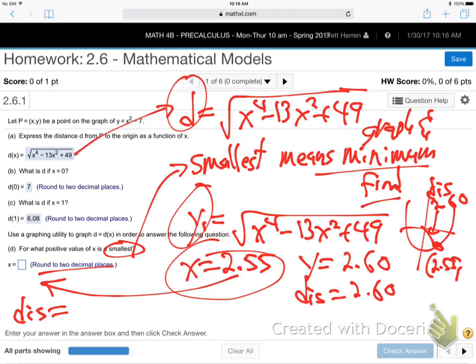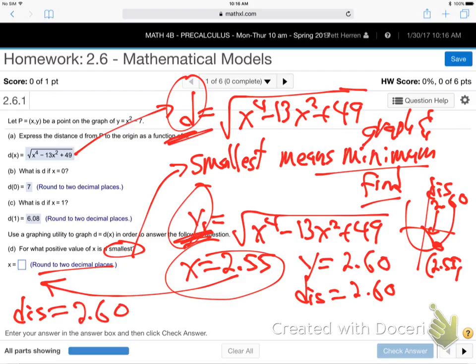That's how far that point is from the origin, right? Because this is a function for distance from the origin. y equals the square root of x to the fourth, blah, blah, blah. That's a distance function we entered. So the y values, or the function values, are the distance values, right? So if they ask you distance, that's that y. That's the 2.60 of the minimum point.